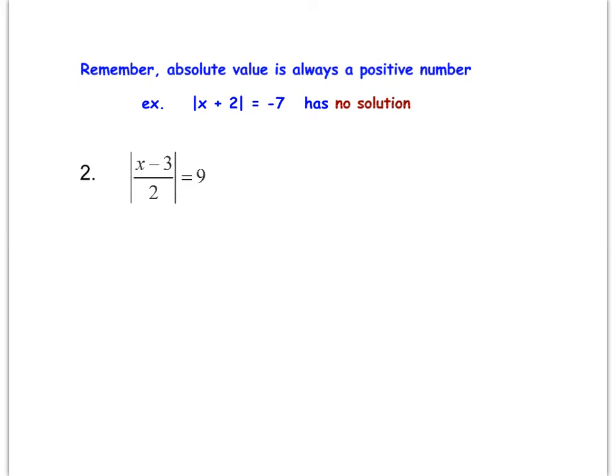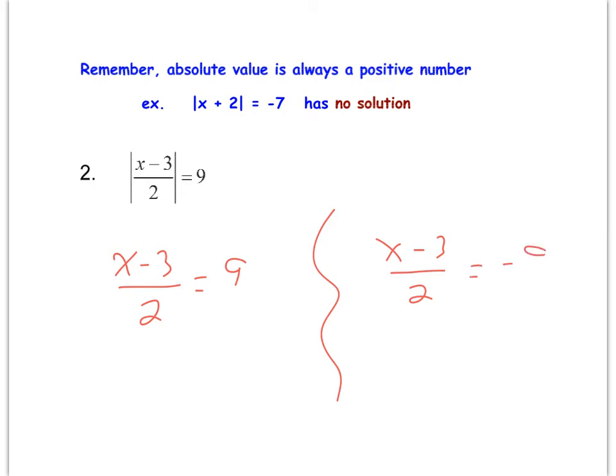Looking at equation numero dos, once again, we're going to solve for the absolute value. The absolute value is already by itself, so quite simply, I'm going to take this equation, drop the absolute value bars, and solve it twice. Once with the positive side, once with the negative side. Okay, and we're going to go ahead and solve that.